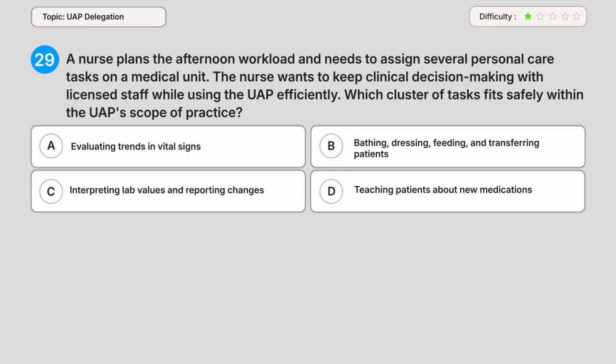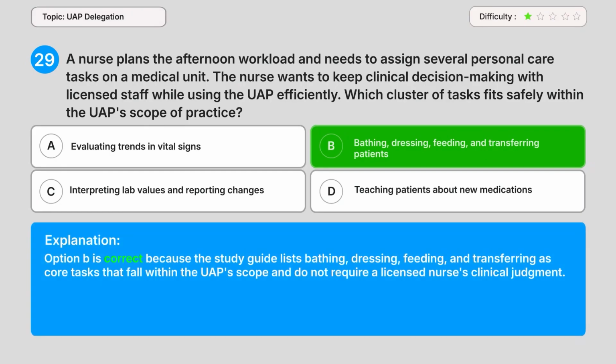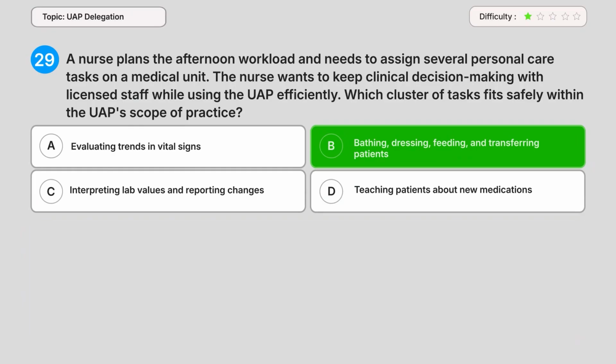Correct answer: B. Bathing, dressing, feeding, and transferring patients. Option B is correct because the study guide lists bathing, dressing, feeding, and transferring as core tasks that fall within the UAP's scope and do not require a licensed nurse's clinical judgment.